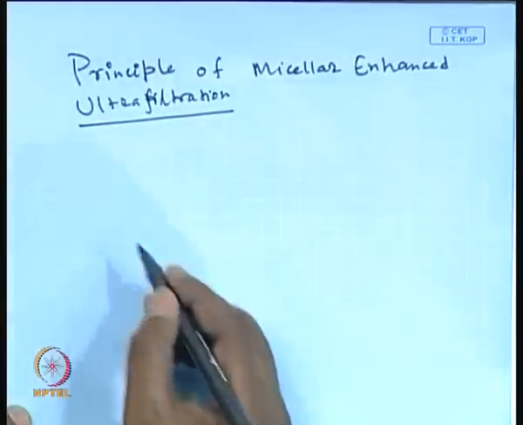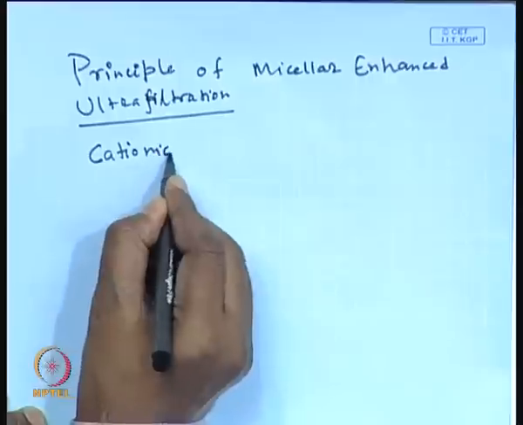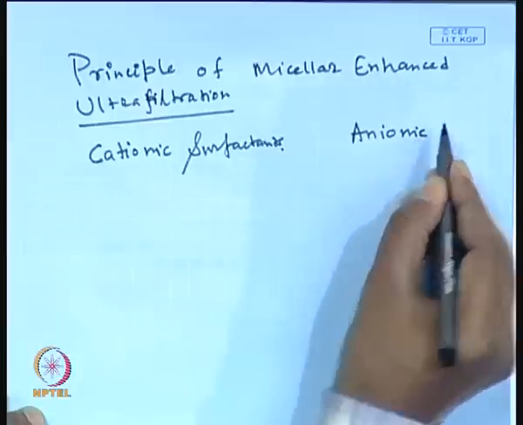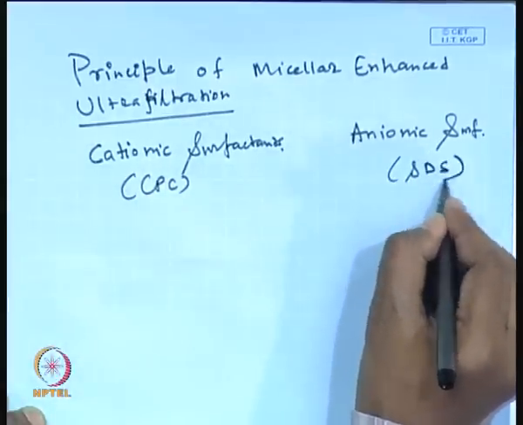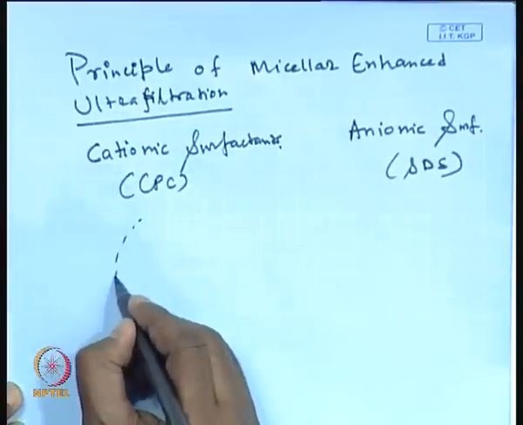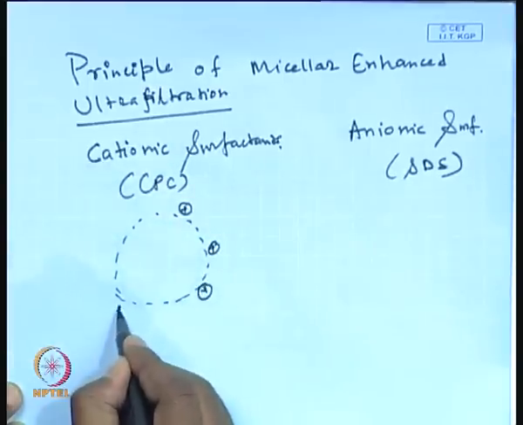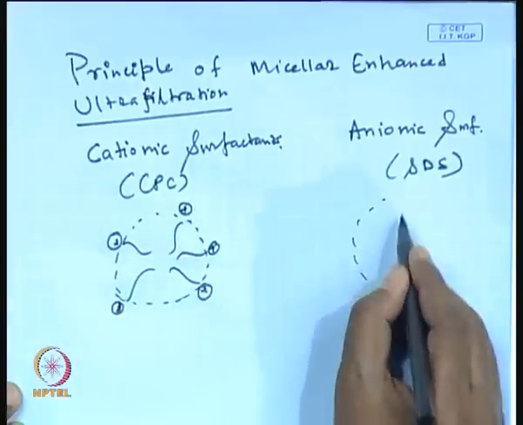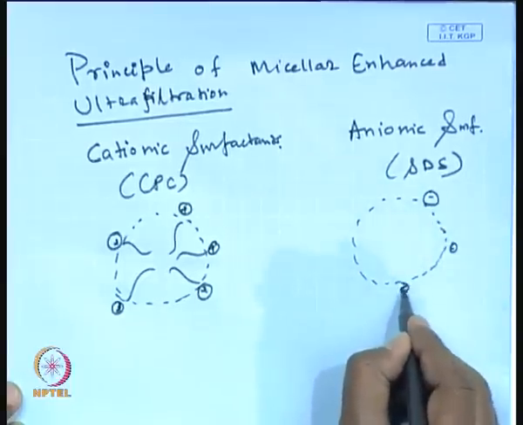Okay. Now, let us talk about the formation of the micelle onwards. So, we have, let us say, cationic surfactants, we have anionic surfactants. Cationic surfactant is cetyl pyridinium chloride, CPC, and a typical anionic surfactant, which is most widely studied and common, is SDS, sodium dodecyl sulfate. So, you will be having a micelle which will be positively charged in case of CPC and a micelle whose outer surface is negatively charged in case of SDS.